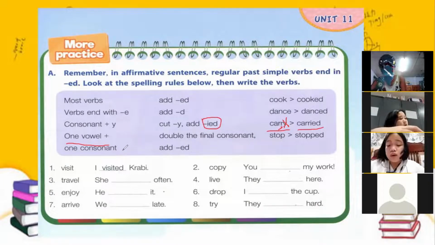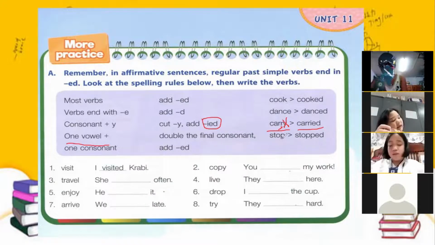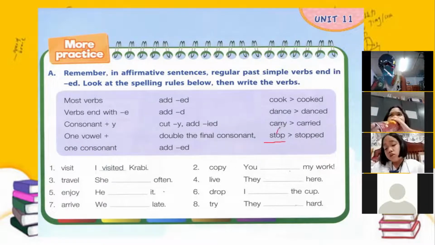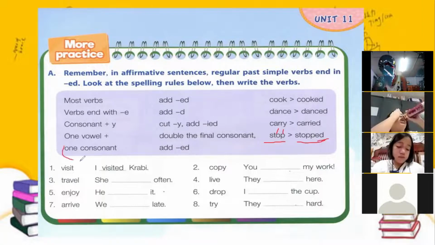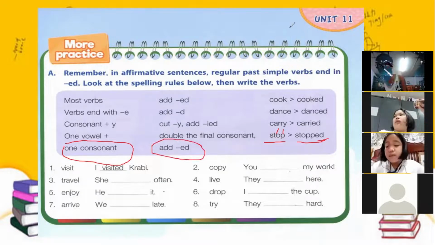Similar, if we have a single vowel, what we have to do is double the final consonant. So we have to double it here. Like for example, we have the vowel O, right? So in the end they have P. So this P we have to make doubled, right? Example, you can see here, like stopped, S-T-O-P-P and then E-D. Okay, and another rule for changing the spelling: if we have one consonant, we simply add ED.